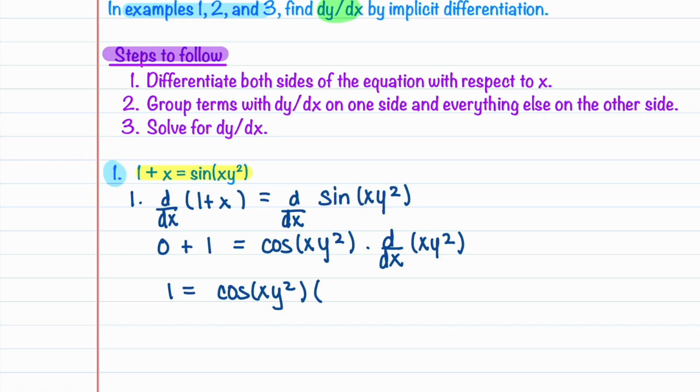And now we're going to use the product rule. Here's our first function, and here is our second function. The product rule tells us that the derivative is going to be the first, which is x, times the derivative of the second, which is 2y times dy/dx. Remember, whenever you differentiate a y, you have to multiply by dy/dx, plus our second function, y squared, times the derivative of our first, which is just 1.